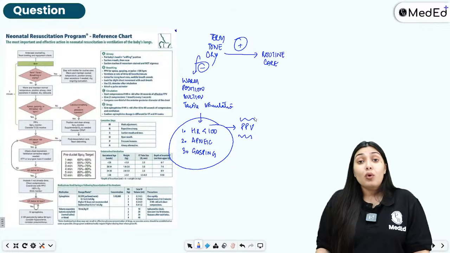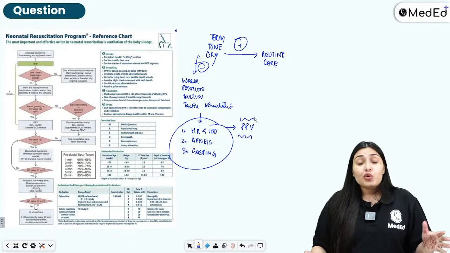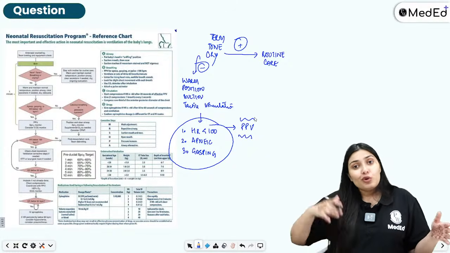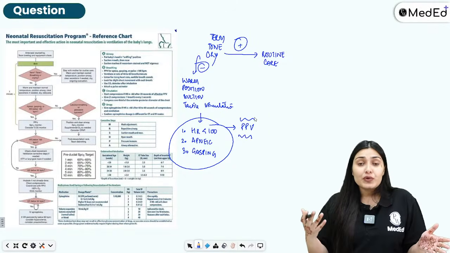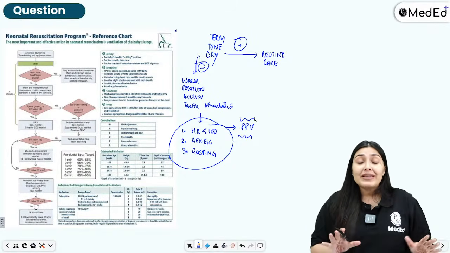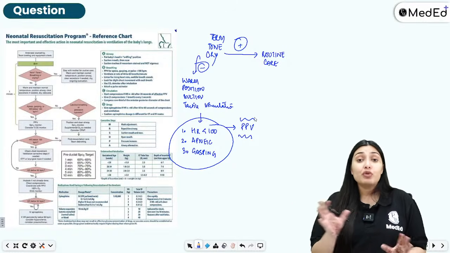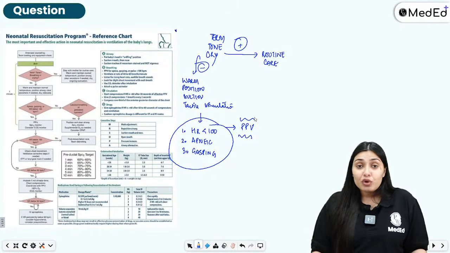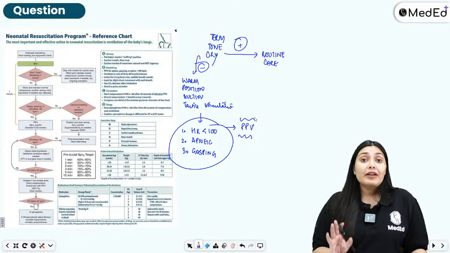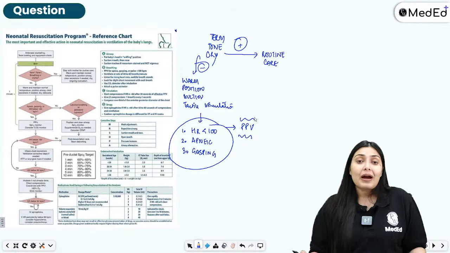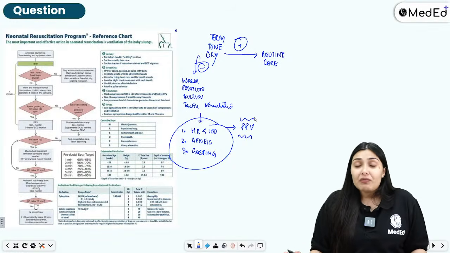This is known as the golden 1 minute, right? So like Bollywood movies, you don't go on slapping the baby, stimulating the baby for 1 hour or so. You just have to do all of these things: warmth, suctioning, positioning, and stimulation. This all has to be done within 1 minute. And if PPV is required, it should be started within 1 minute after birth.